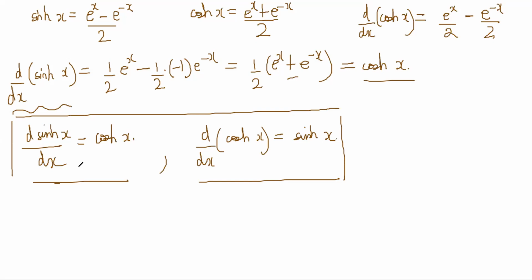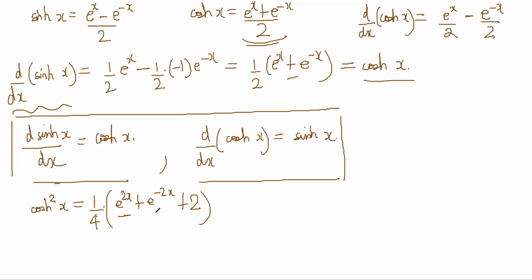So let's see if there is some identity. So you will have cosh square x is equal to what? 1 by 4 of e power 2x plus e power minus 2x plus 2, right? How did you get this? I'm just squaring. Square it: a square plus b square plus 2ab. And sinh square x is equal to 1 by 4 of e power 2x plus e power minus 2x minus 2, right?